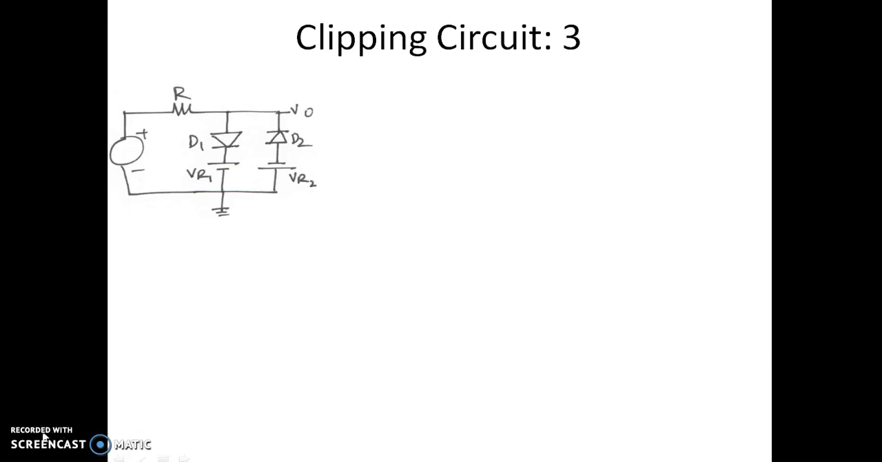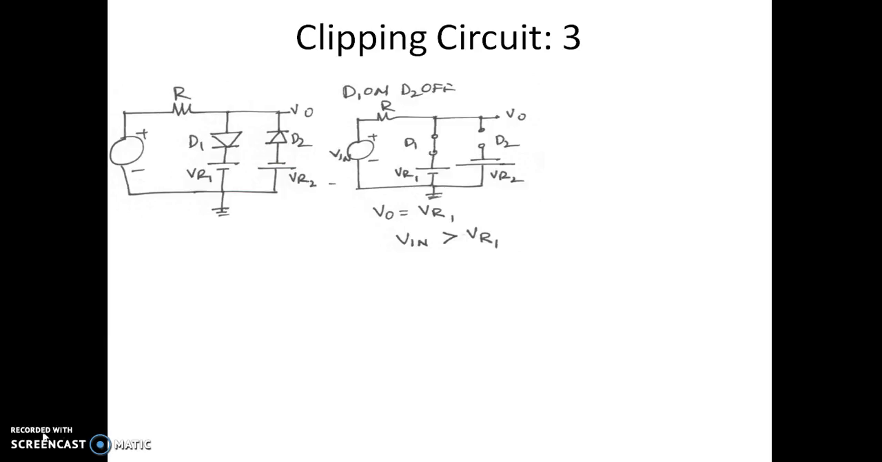In this circuit, as you can see, there are two diodes and two reference voltages. So we shall write the equivalent circuit when D1 is on and D2 is off. As you can see here, this is the equivalent circuit. D1 is represented by a short circuit, D2 by an open circuit. The output voltage is equal to VR1. So this will occur when the input voltage is greater than VR1.